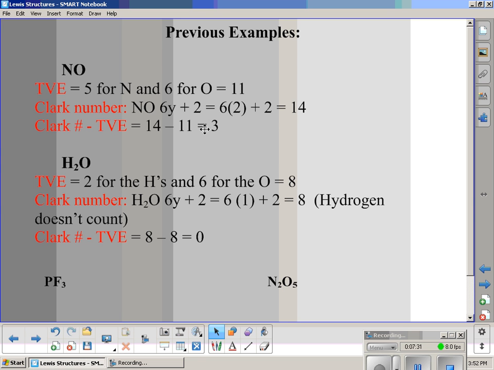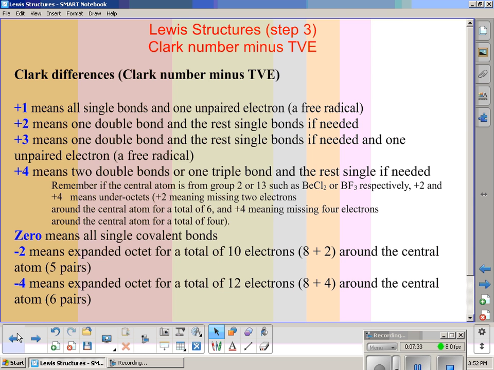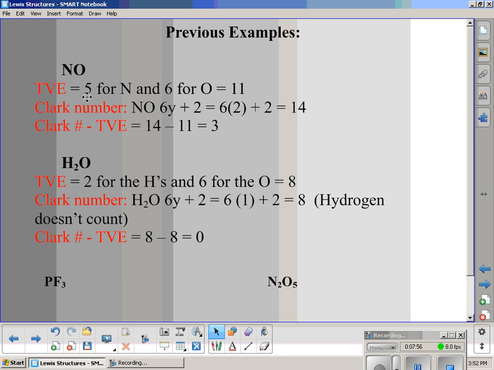Now, 3 means, here's the slide I said I'd come back to, positive 3 means that when we bond together nitrogen and oxygen, we have 1 double bond and the rest single bonds if needed. And 1 unpaired electron, a free radical. We'll get to what that means in a minute. So we have a double bond in there. When we bond these two together, it's a double bond.